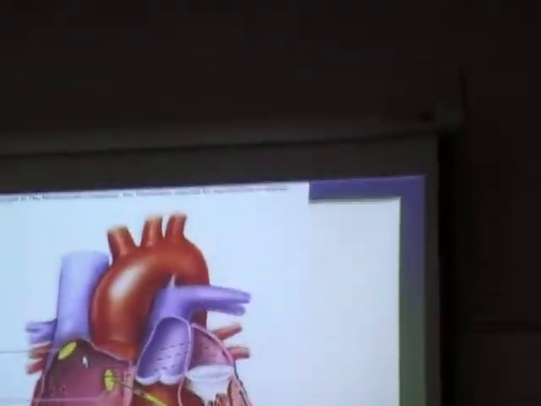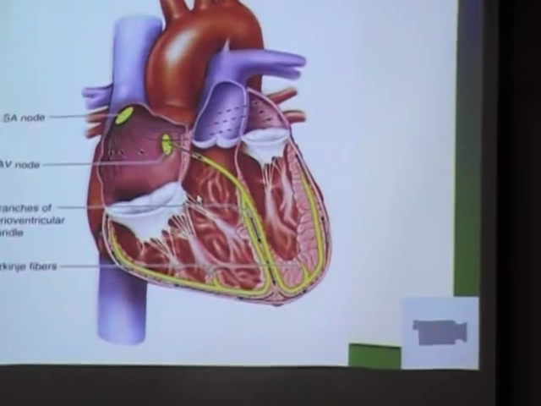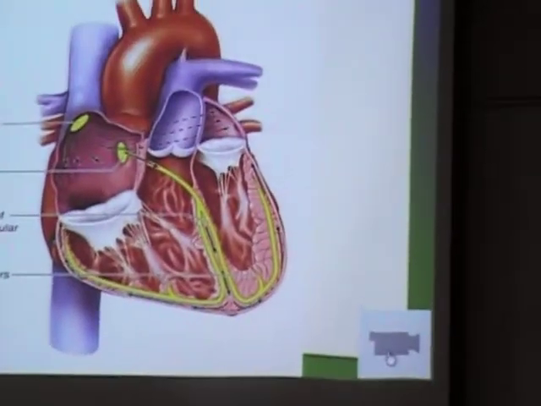Are you saying everybody has that? Everybody has that. This is automatic. Some people, their SA node, this is the pacemaker, doesn't really work right. And so they have to get an implanted pacemaker to help theirs if the pacemaker's not working.